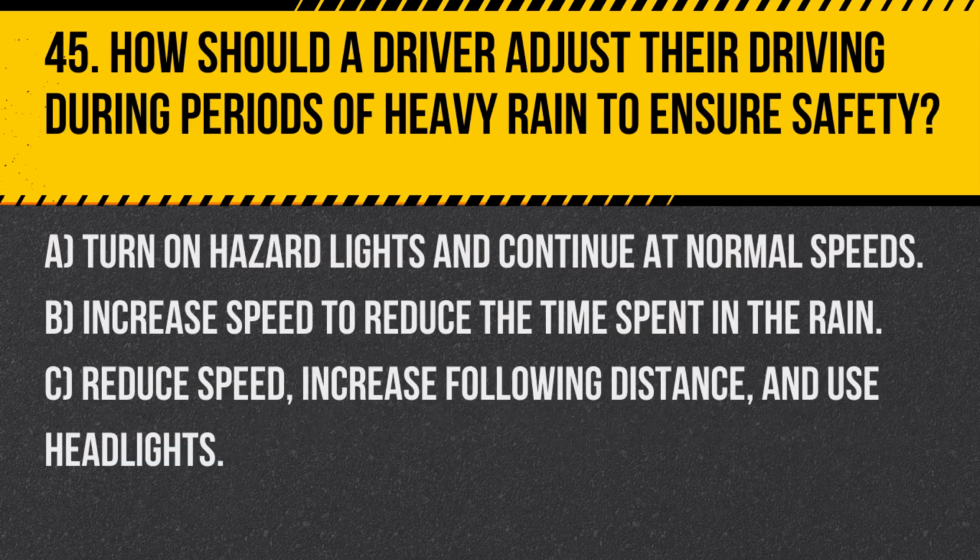Question 45. How should a driver adjust their driving during periods of heavy rain to ensure safety? A. Turn on hazard lights and continue at normal speeds. B. Increase speed to reduce the time spent in the rain. C. Reduce speed, increase following distance, and use headlights. Answer: C. Reduce speed, increase following distance, and use headlights. Reduced visibility and slippery roads in heavy rain require more cautious driving.